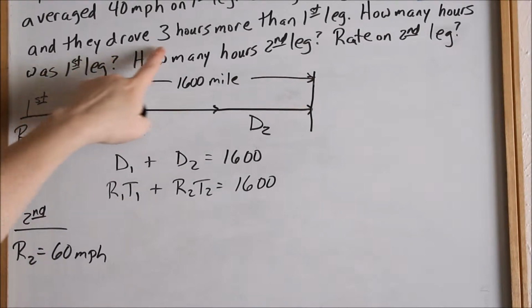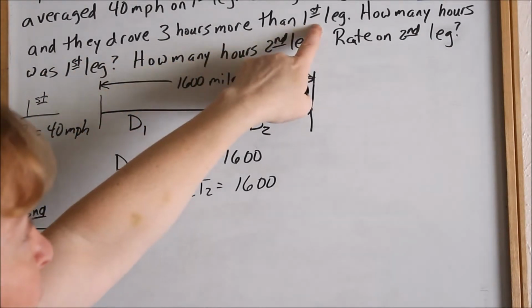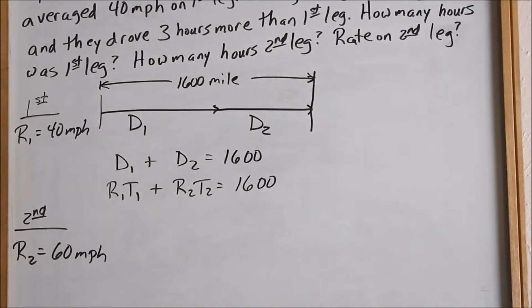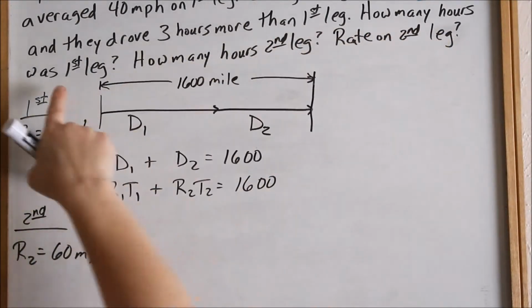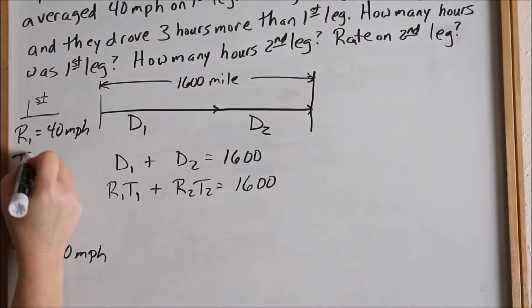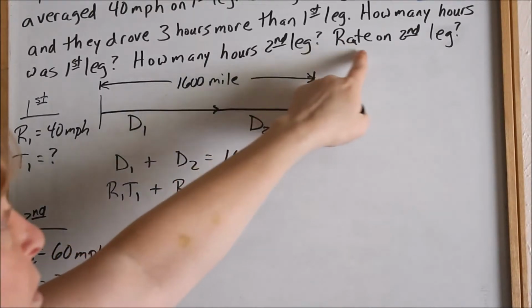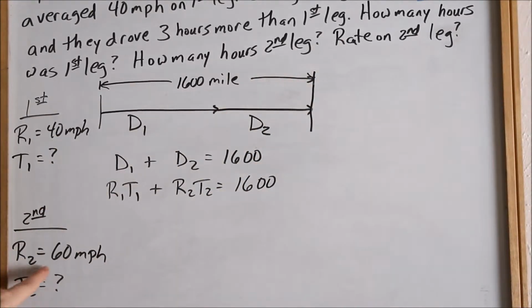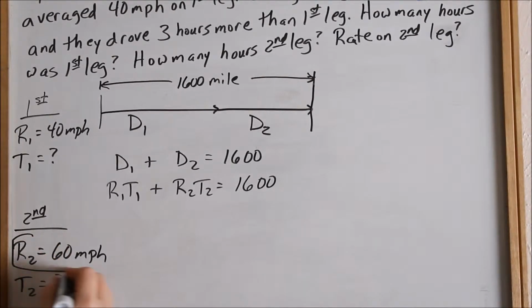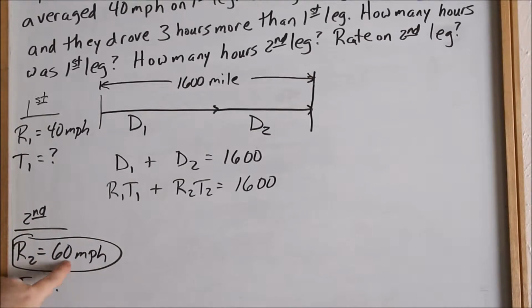Then it also said that they drove 3 hours more than the first leg. So we'll come back to that. So the questions are, how many hours was the first leg? Alright, we don't know the time of the first leg. How many hours was the second leg? We don't know the time of that. And then what was the rate on the second leg? Okay, well we already answered that question right there. Because it told us in the information that the rate of the second leg was 20 miles an hour more than the first leg. So that's one of our answers right there.